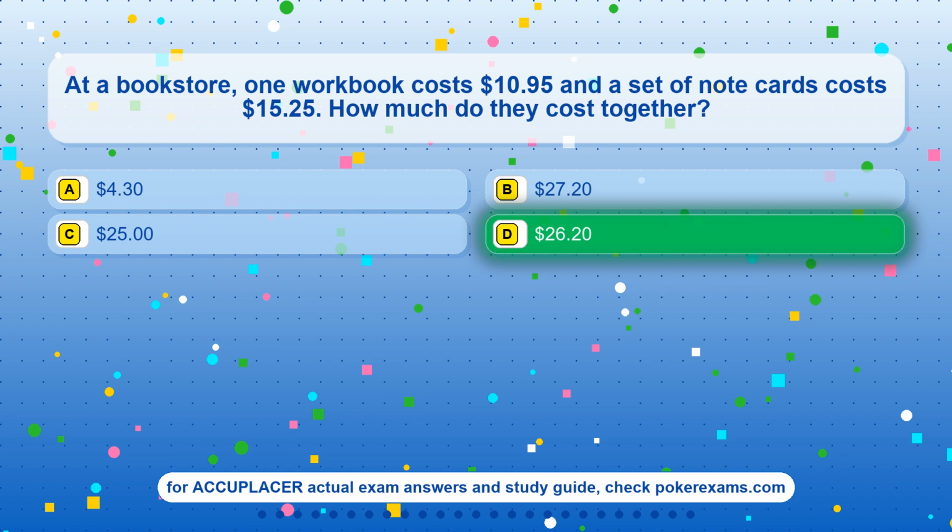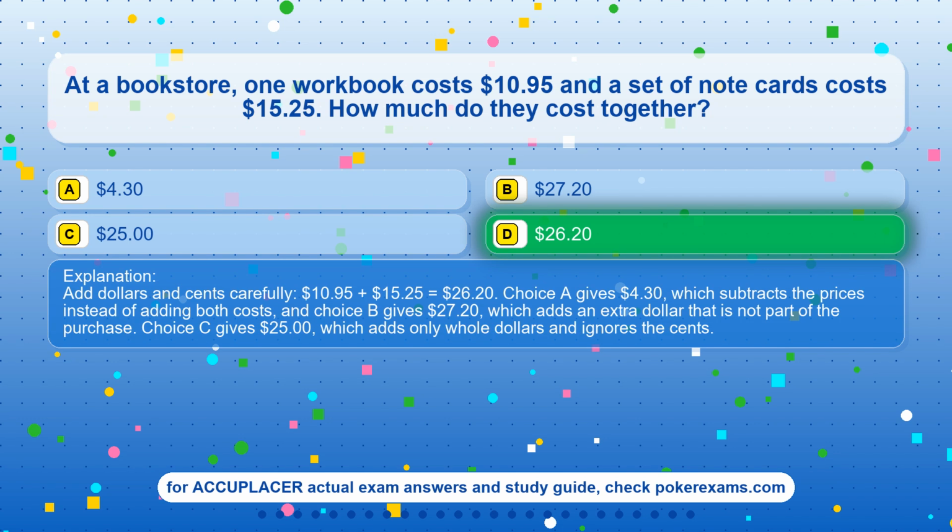$26.20. Add dollars and cents carefully. $10.95 plus $15.25 equals $26.20. Choice A gives $4.30, which subtracts the prices instead of adding both costs, and choice B gives $27.20, which adds an extra dollar that is not part of the purchase. Choice C gives $25, which adds only whole dollars and ignores the cents.